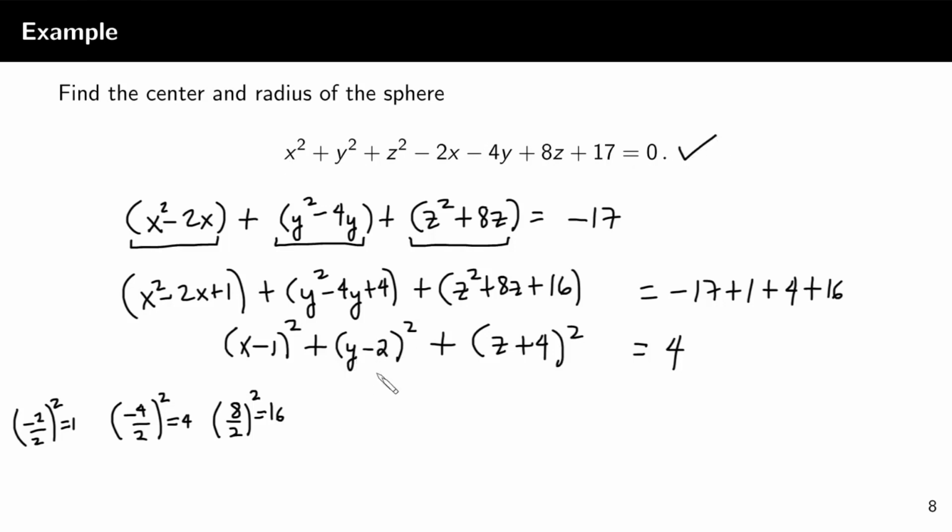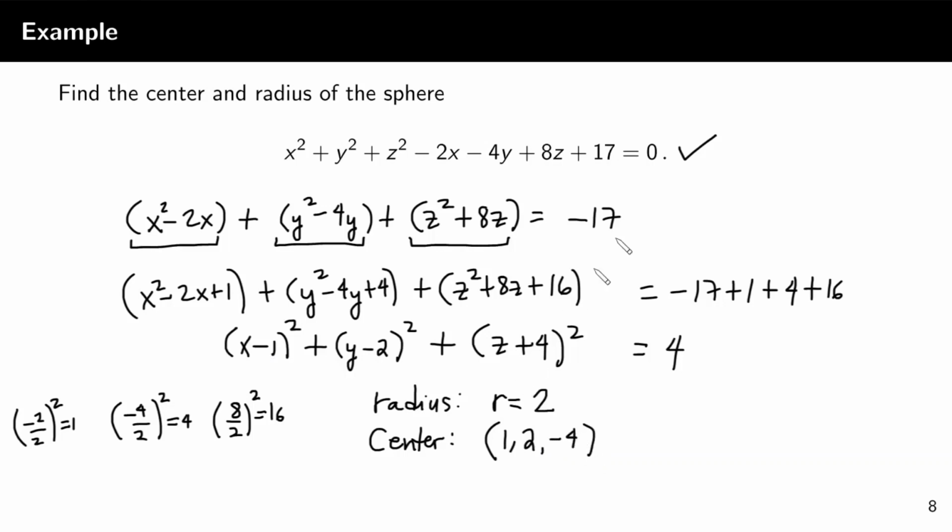So what is our radius now? The number on the right is r squared, so we need to take its square root. The square root of 4 is 2, so the radius is 2. And then the center will be 1, 2, and negative 4.